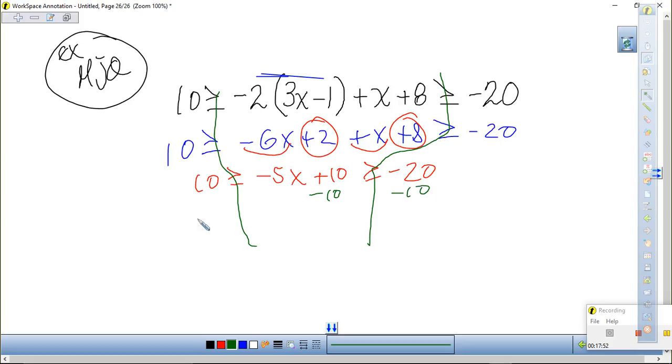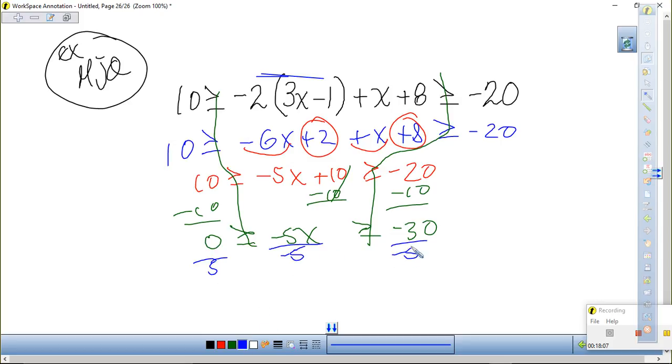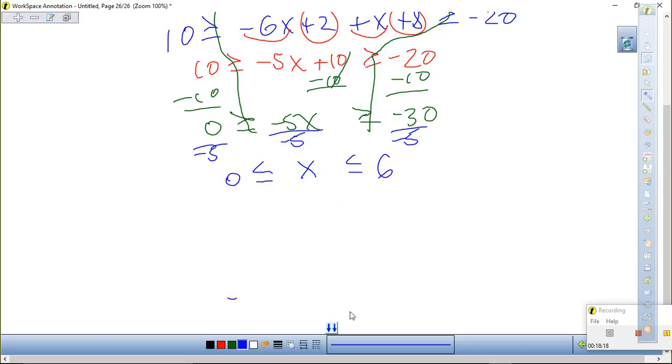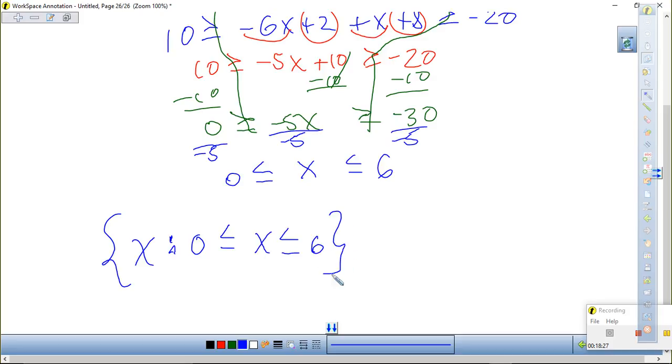From there, minus 10, we end up with 0 greater than or equal to negative 5x, greater than or equal to negative 30. Last step, divide by negative 5. This is 0 less than or equal to x, less than or equal to 6. Hands if you remember to flip it. Good. Therefore, my solution set is all x such that 0 is less than or equal to x, less than or equal to 6. And the graph, you know how it intersects, right? All right. Pretty good, right?